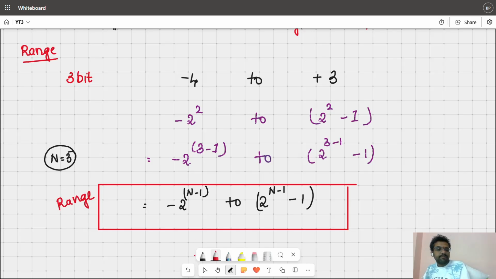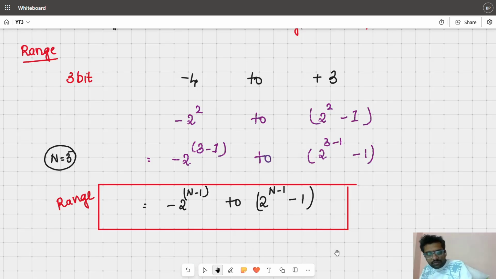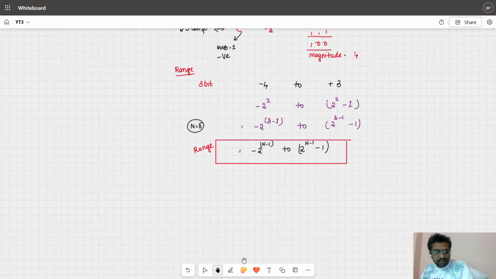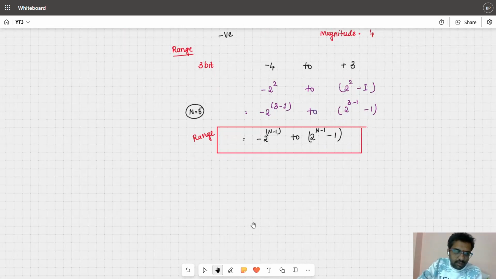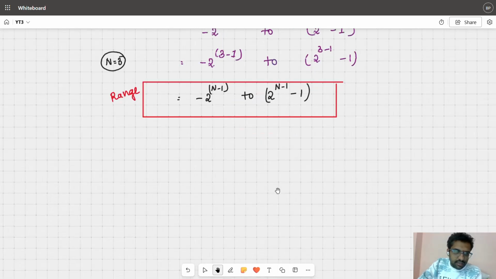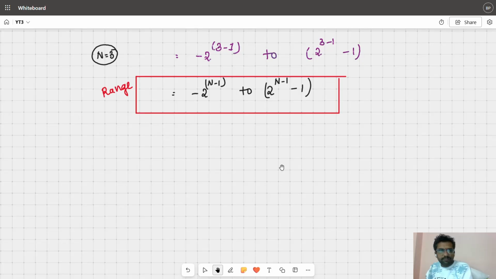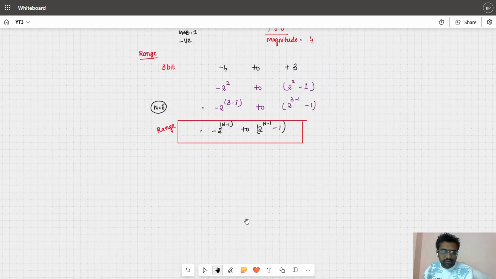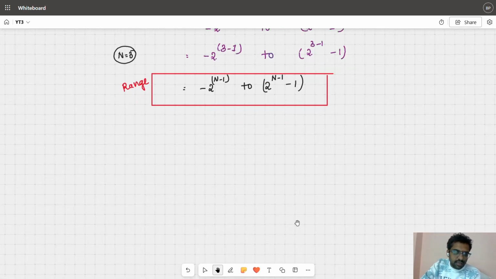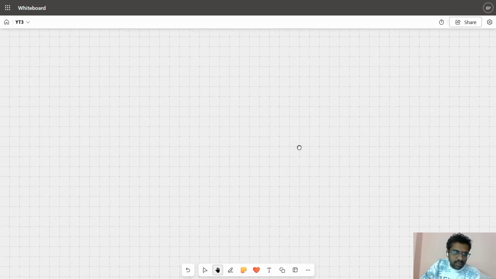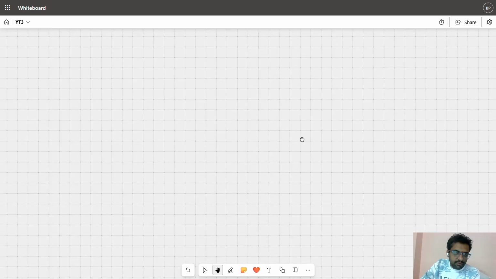Is that okay? By the way, to make the required comparisons, earlier the range ended with 2 power n minus 1 minus 1. But here one extra value is being represented, so that's the reason why that minus 1 is being removed. Now, one thing which we missed in our discussion was how can I convert a 2's complement equivalent number into the normal number.